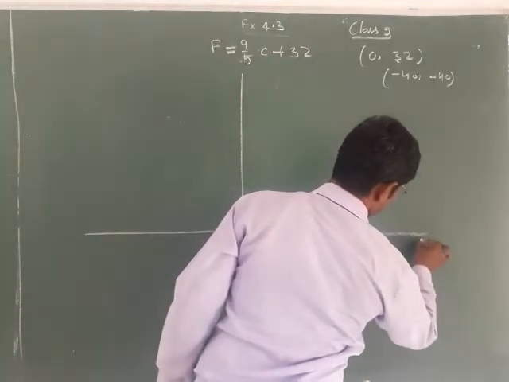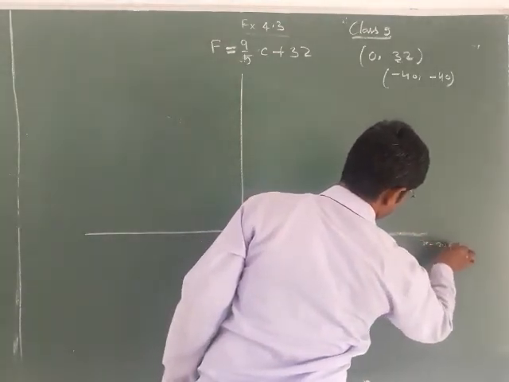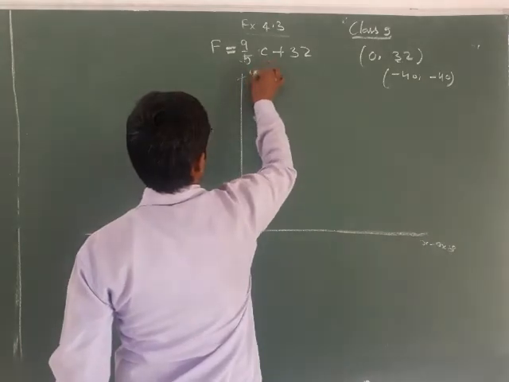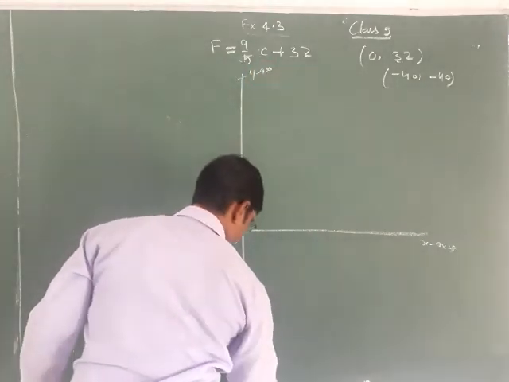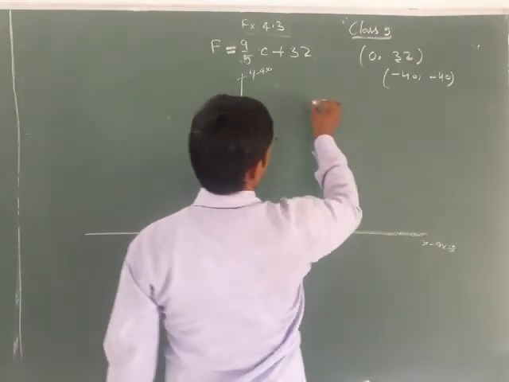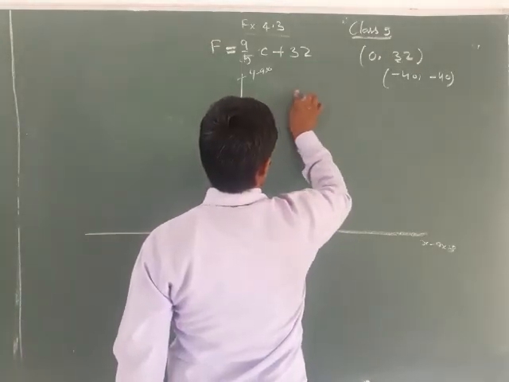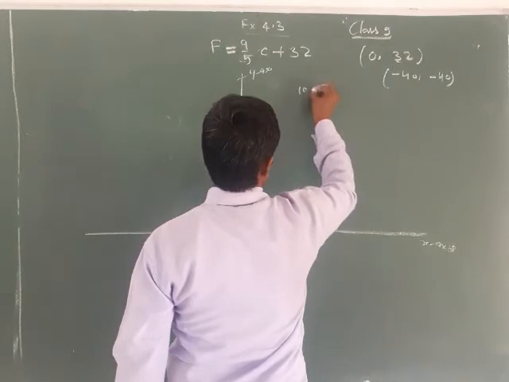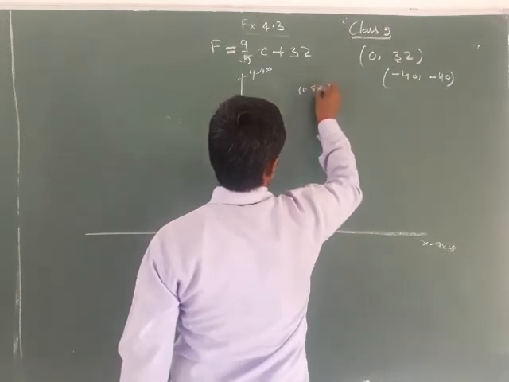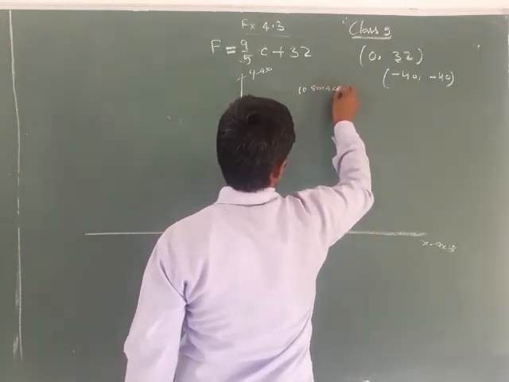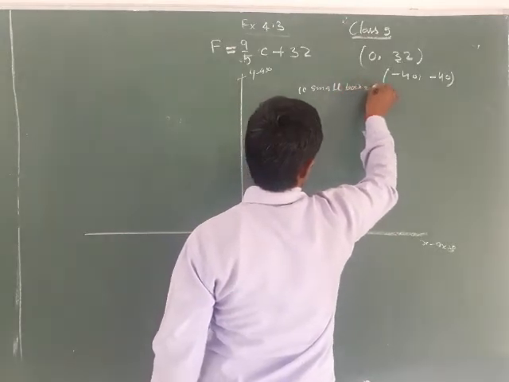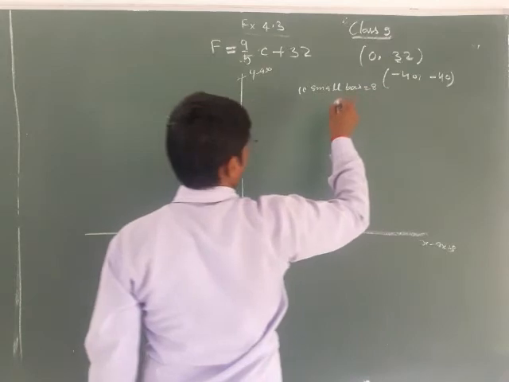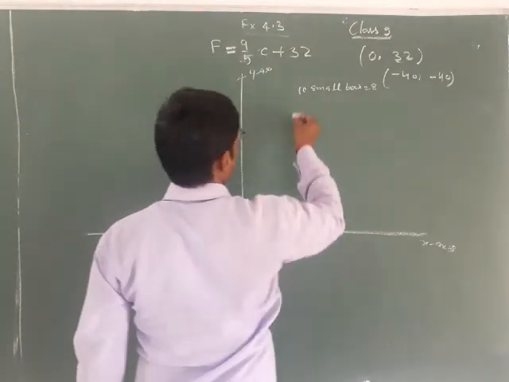So this is the x axis and this is the y axis. So this is the origin. Now let 10 small boxes be equal to 8.